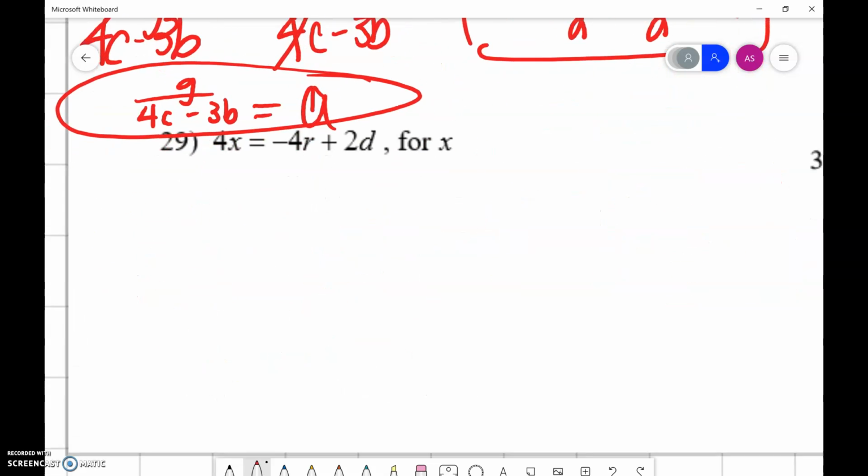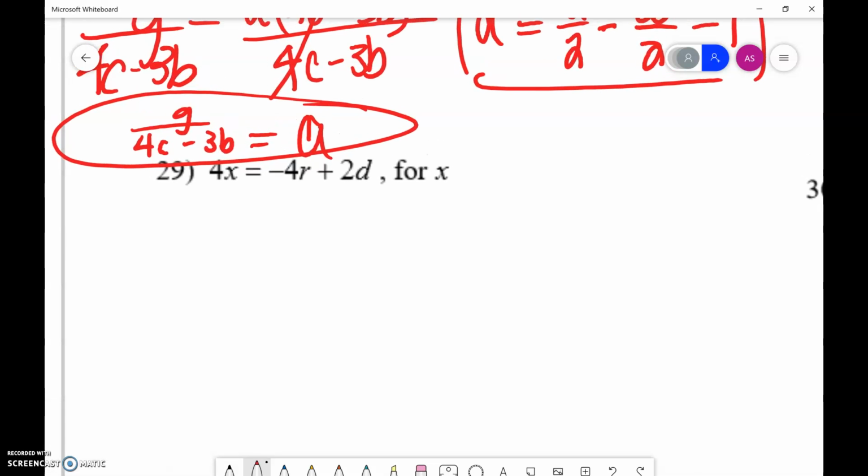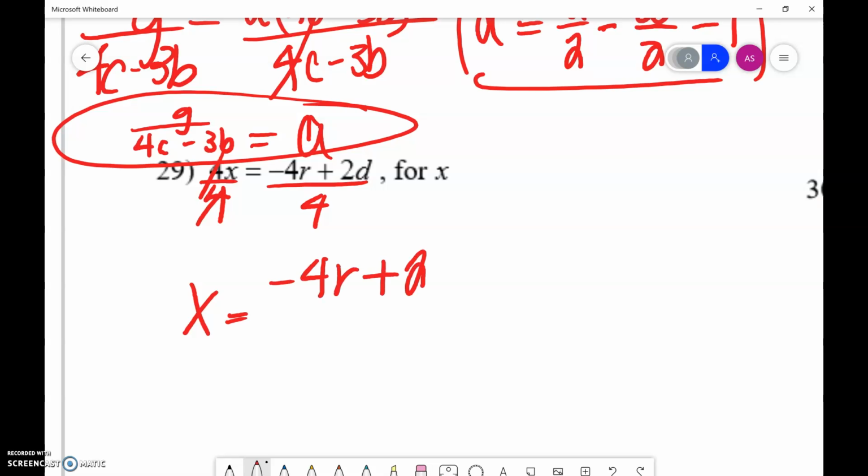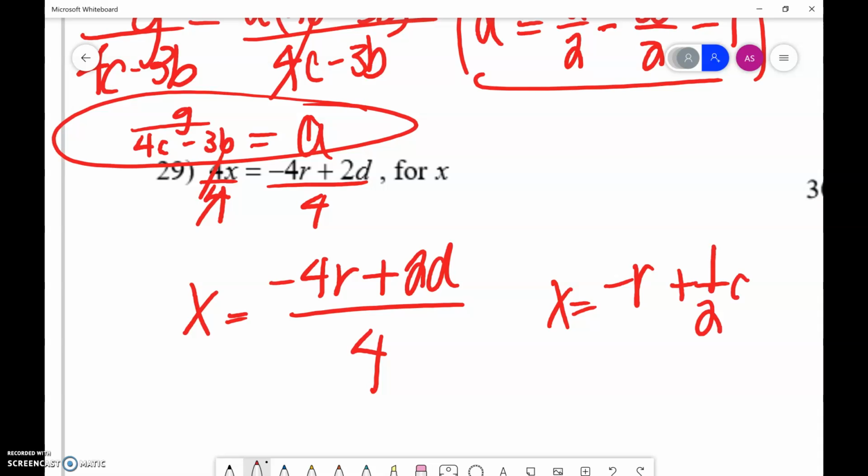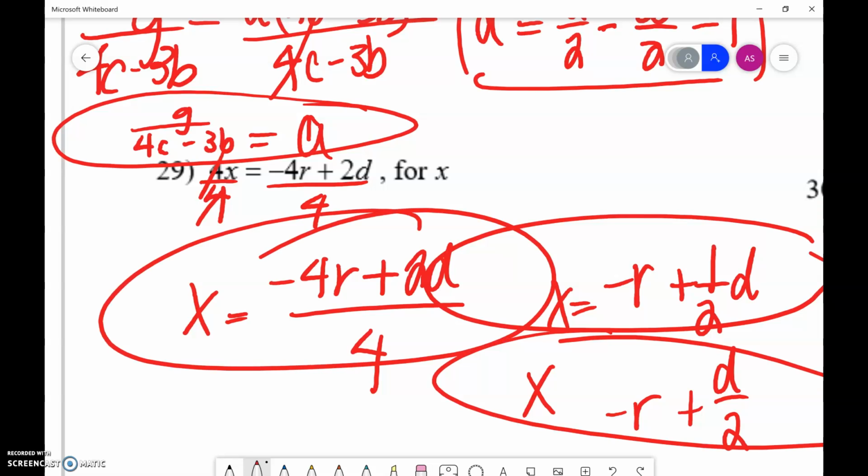All right. And the last one we have here is solve for x, which is pretty straightforward. I'm just going to divide both sides by 4, and I get x equals -4r plus 2d over 4, which will simplify to x equals -r plus 1/2 d. Or they can actually put -r plus d over 2. Okay, so all three of these answers will suffice.